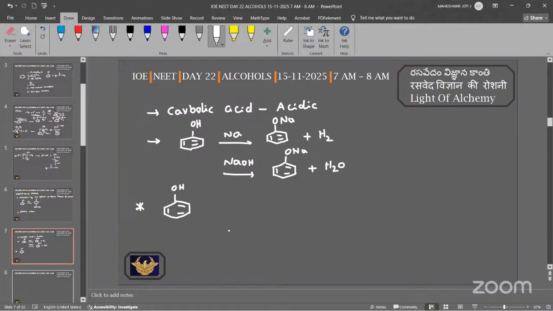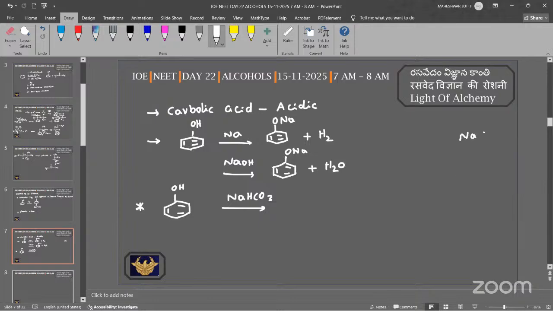Now, phenol when it is allowed to react with sodium bicarbonate. What could be the product? See here. Phenol is acid, sodium hydroxide is base. Now, phenol with sodium bicarbonate salt. Sodium metal is clearly basic in nature. Sodium hydroxide is clearly basic in nature, but sodium bicarbonate is a salt.